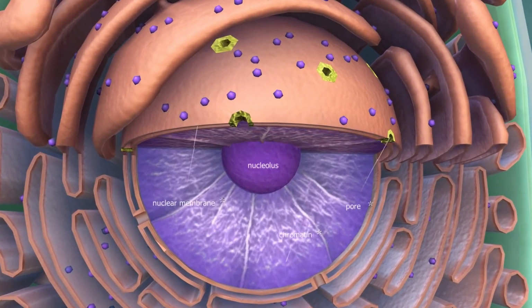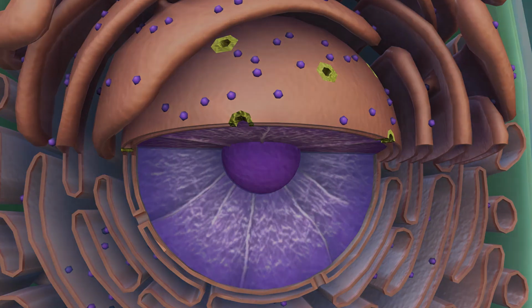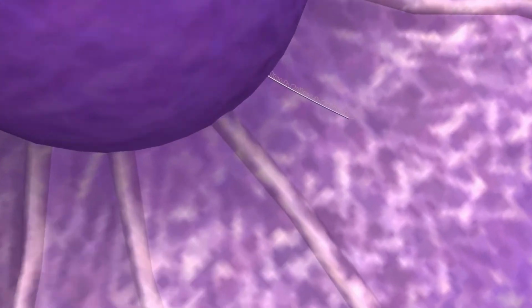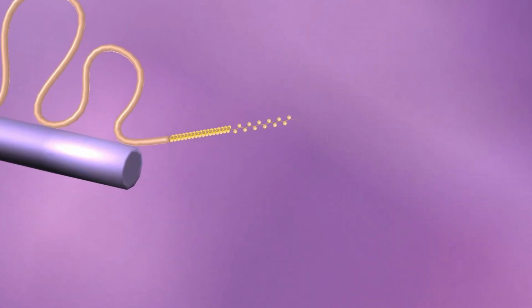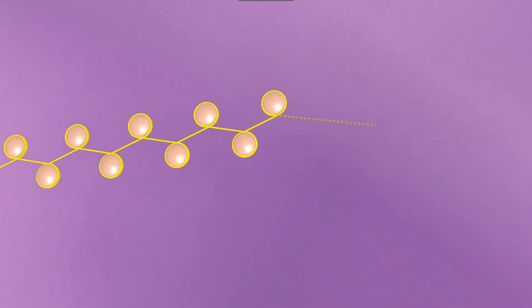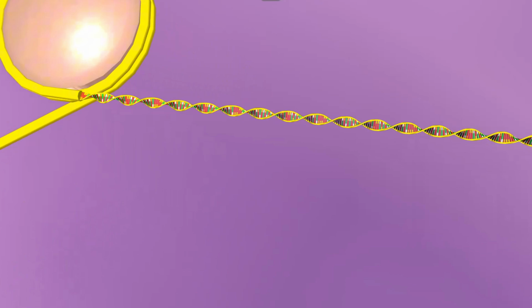It contains the nucleolus, where ribosomes are produced. The content of the nucleus is made up mostly of chromatin. Chromatin consists of DNA coiled onto histone proteins. DNA encodes proteins, thus it is responsible for the properties of cells and the entire organism.